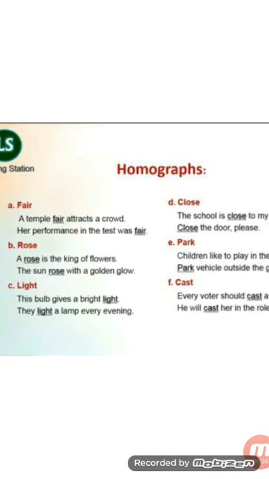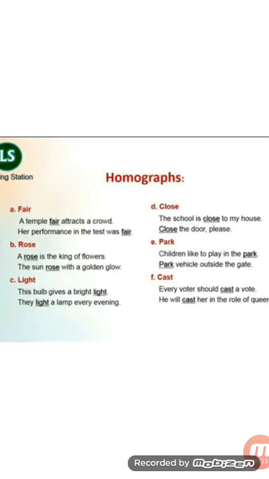Fine. So these are the homographs which used to create humor most of the time. ये होमोग्राफ है. It's a word play. It's a play with the word. यहाँ पे वर्ड्स के साथ क्या करते हैं? खेला जाता है. Just to create poetic effect and to create humor.